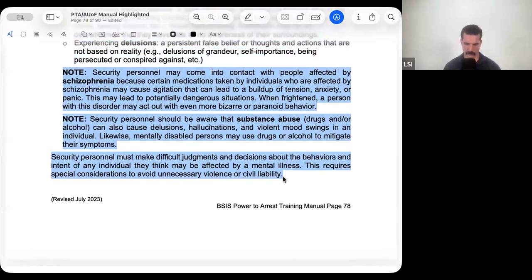Note, security personnel should be aware that substance abuse, drugs, and/or alcohol can also cause delusions, hallucinations, and violent mood swings in an individual. Likewise, mentally disabled persons may use drugs or alcohol to mitigate their symptoms. Security personnel must make difficult judgments and decisions about the behaviors and intent of any individual they think may be affected by a mental illness. This requires special considerations to avoid unnecessary violence or civil liability.